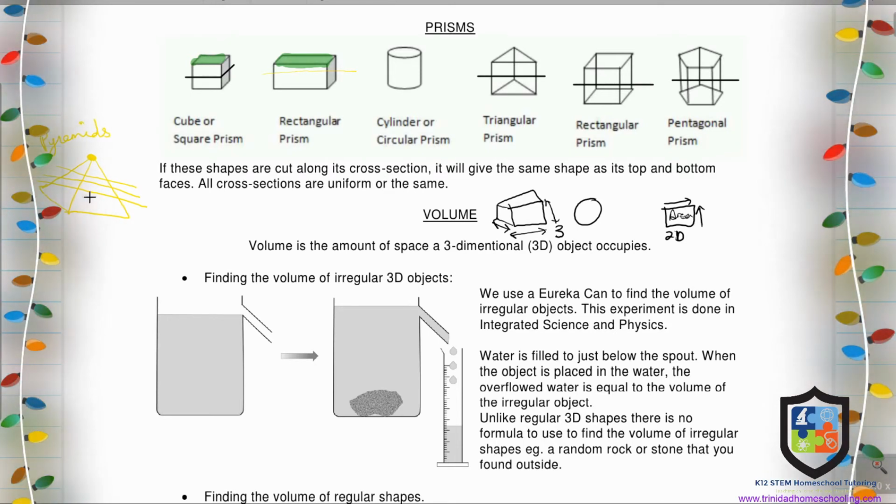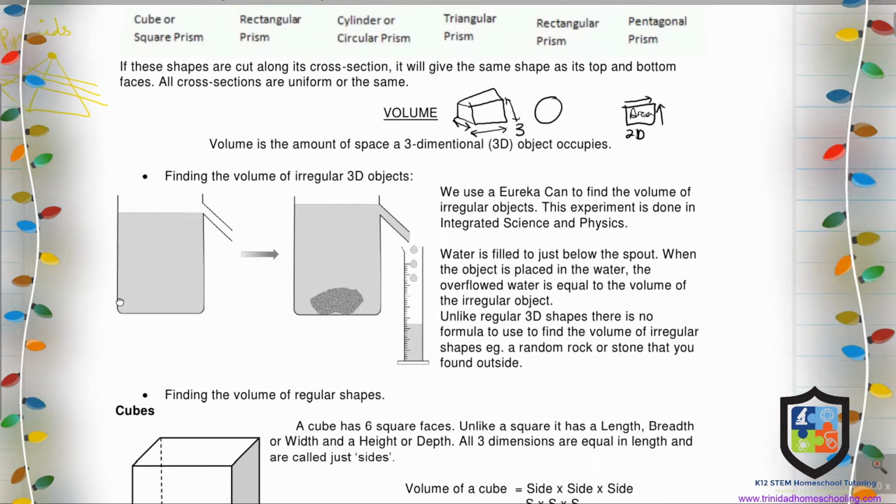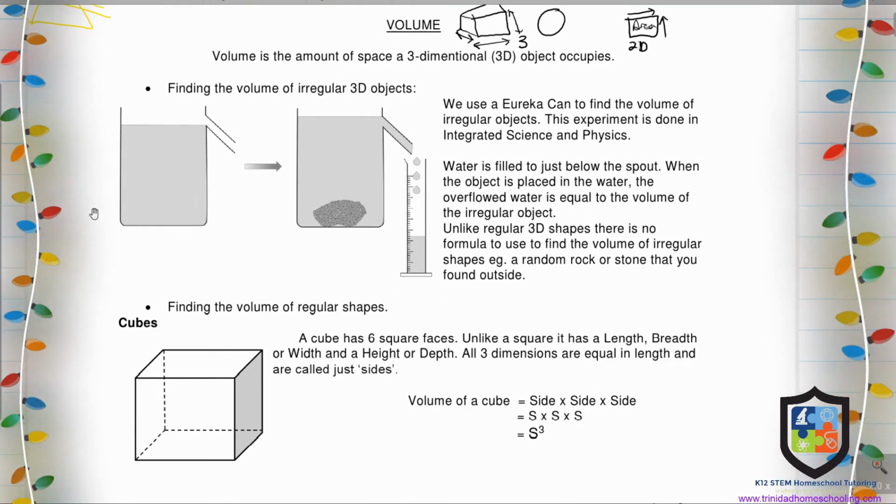Alright, we're now talking about the volume of prisms, and this is how we identify what a prism is. So let's talk about what volume is, now that we talked about what prisms are. Now we could find volumes of regular shapes and irregular objects.